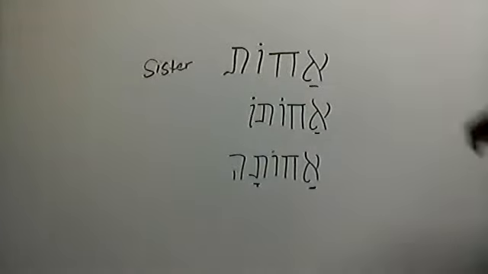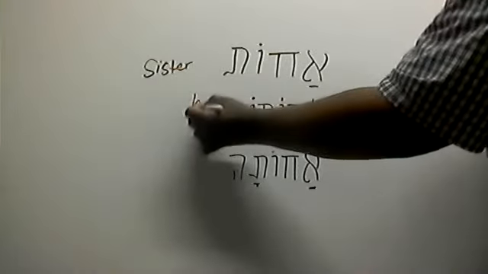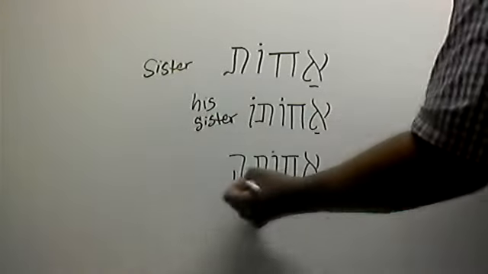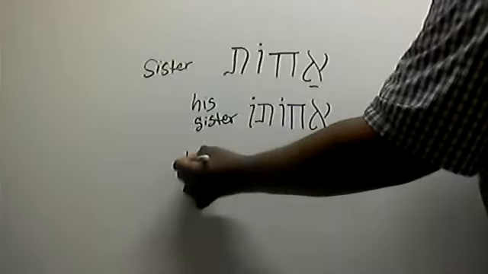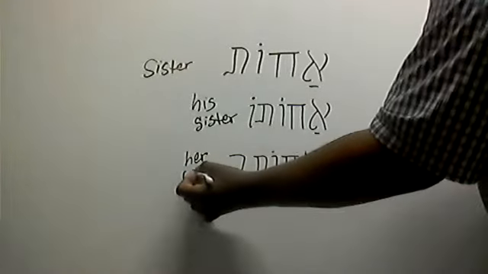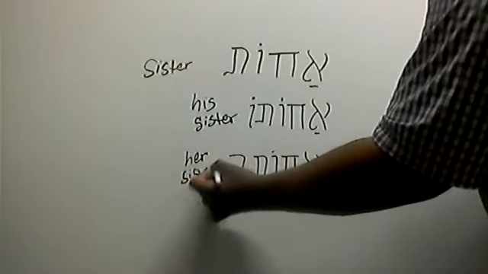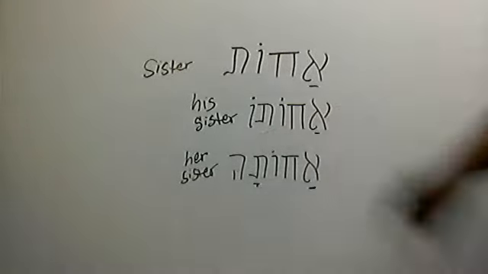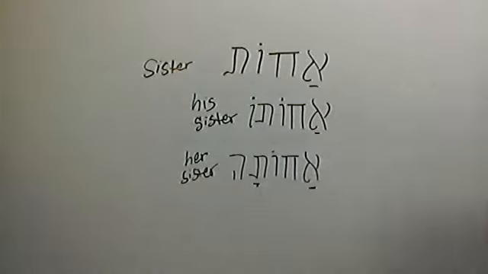What are we looking at? Achoto. Achoto means his sister. Alright? Then you have Achota. Achota, emphasizing the ah at the end. And that right here means her sister. Achoto, his sister. Achota, her sister. So that's just something, brothers and sisters, we want to point out and show for edification purposes. Let's continue on.